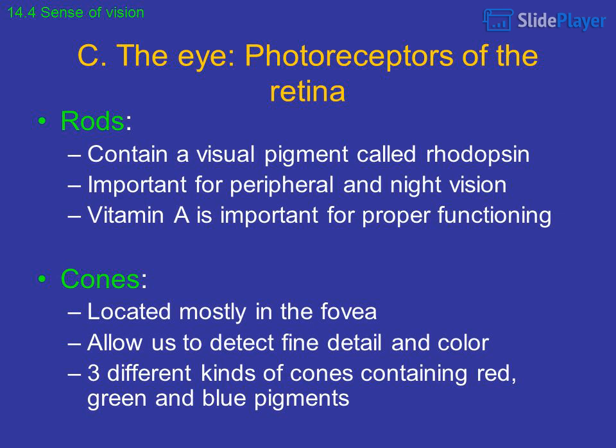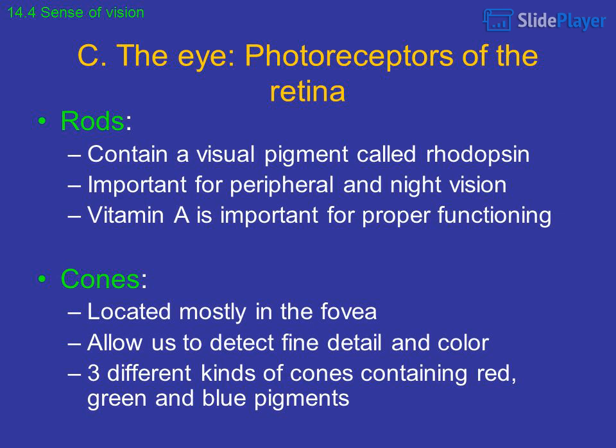14.4 Sense of vision. C. The eye, photoreceptors of the retina. Rods. Contain a visual pigment called rhodopsin. Important for peripheral and night vision. Vitamin A is important for proper functioning.